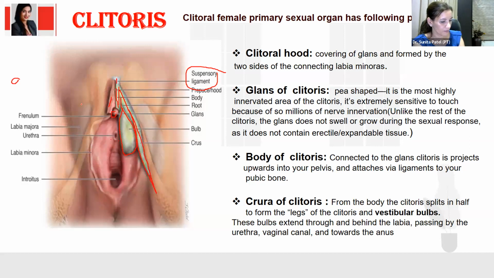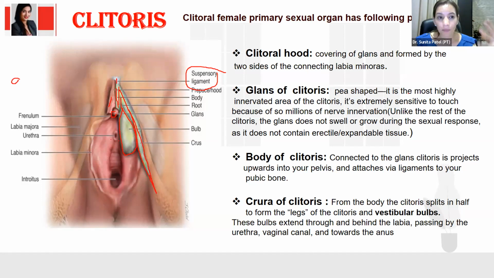Just a minute. All right. So this particular body of the clitoris is going to the pubic bone via the suspensory ligament.